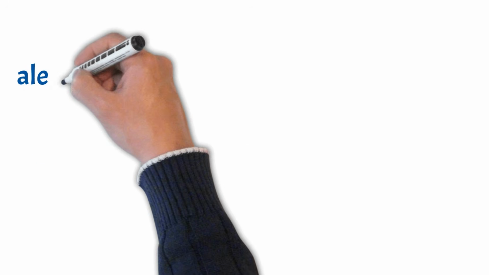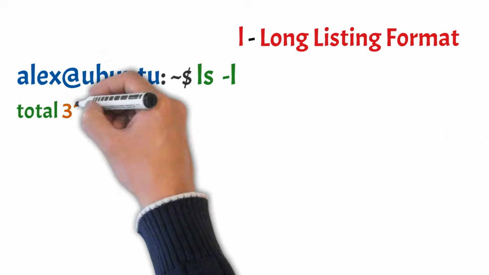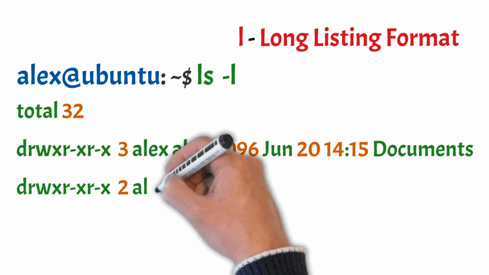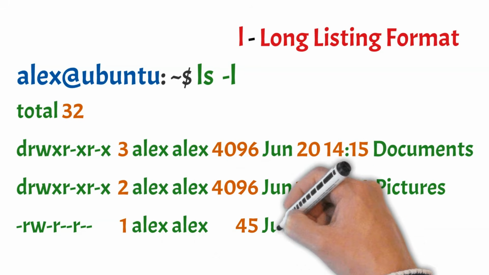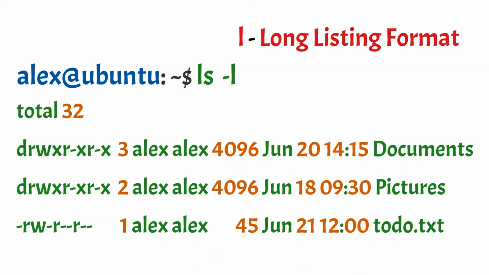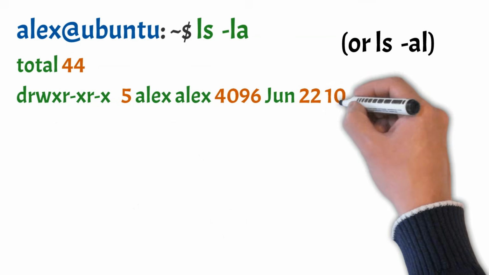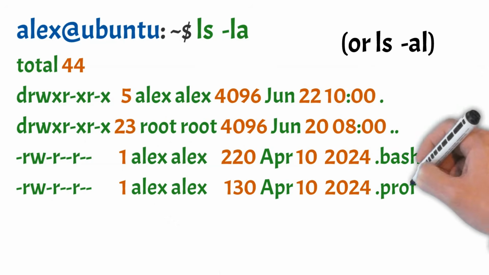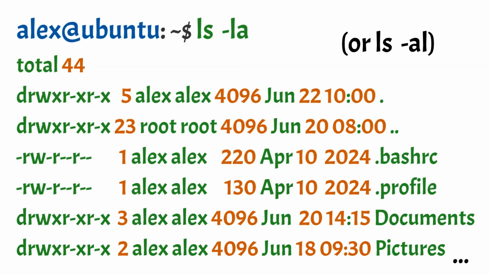Another important flag is -l, which stands for long listing format. Running ls -l shows detailed information for each item, including permissions, ownership, file size, and the last modification date. This gives you much more context about the files than just their names. You can even combine these flags, for example, ls -la or ls -al to get a detailed list of all files, both visible and hidden.